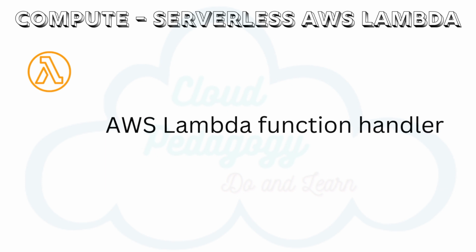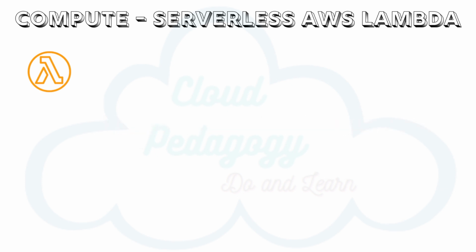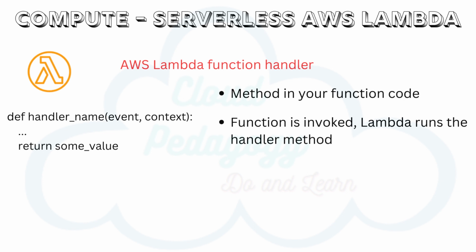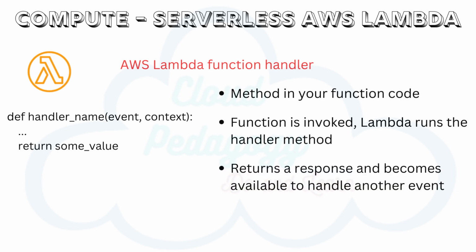Let's understand AWS Lambda function handlers. The AWS Lambda function handler is the method in your function code that processes events. When your function is invoked, Lambda runs the handler method. When the handler exits or returns a response, it becomes available to handle another event. Here you can see the code snippet when creating a function handler in Python.